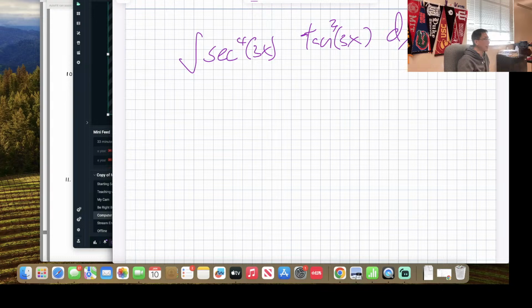The answer I got is tangent to the 4th power 3x over 12 plus tangent to the 6th 3x over 18 plus c.